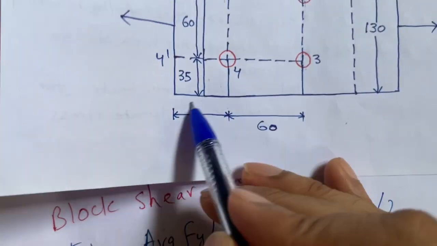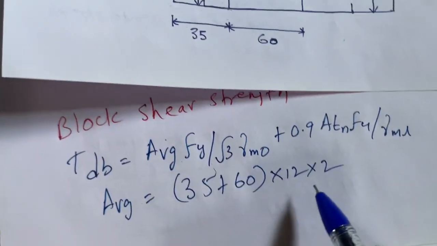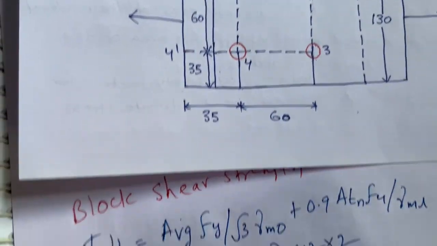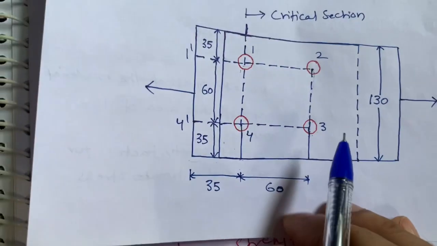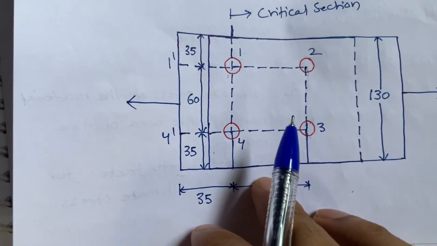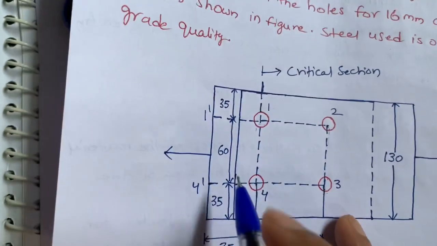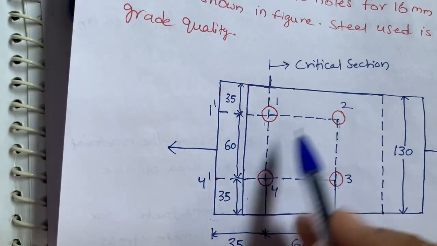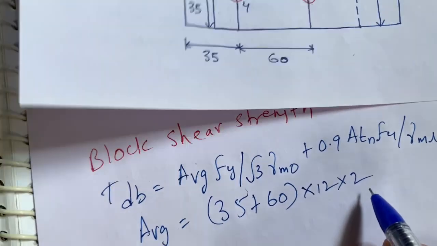35 means this is in this direction, 35 plus 60 into thickness of the plate. Here we are calculating the area. So L into B, B means thickness of the plate. So (35 plus 60) into thickness of the plate, 12, into 2. 2 means here we are doing both sides. This is one direction and this is another direction, into 2. So that's why I multiplied with 2.